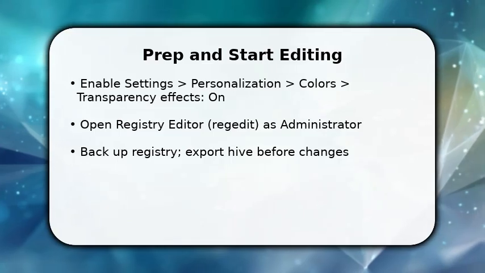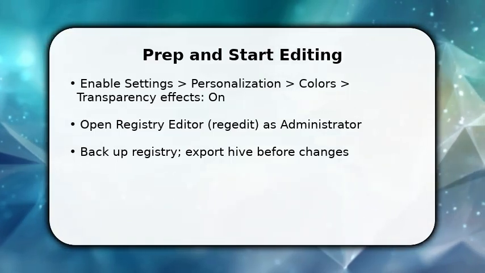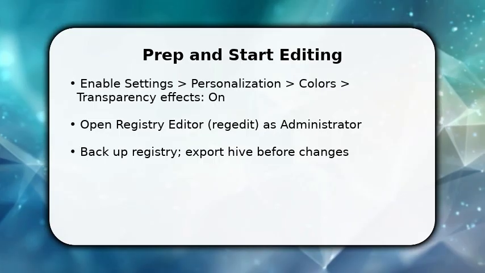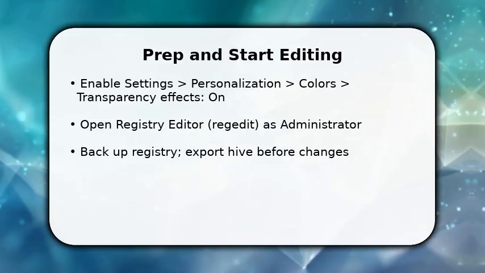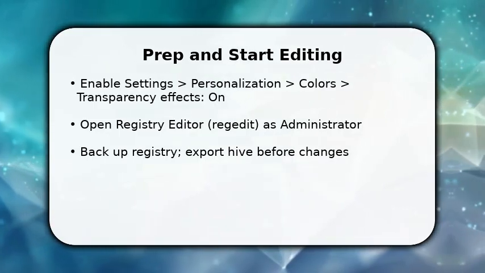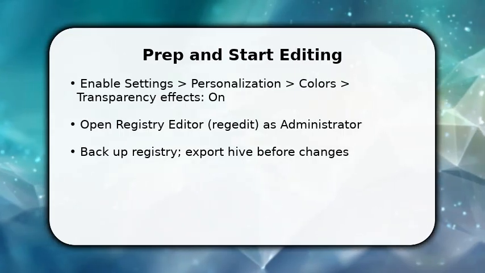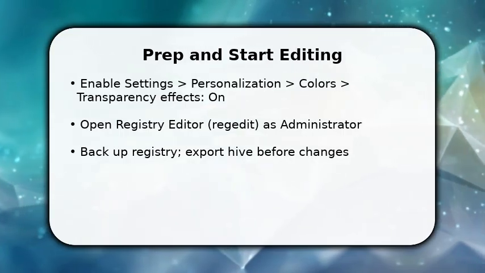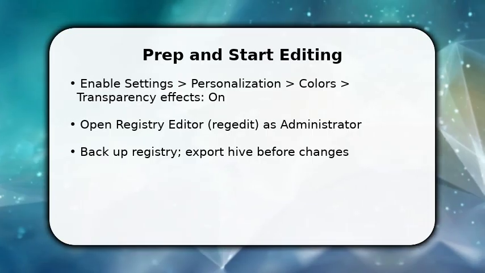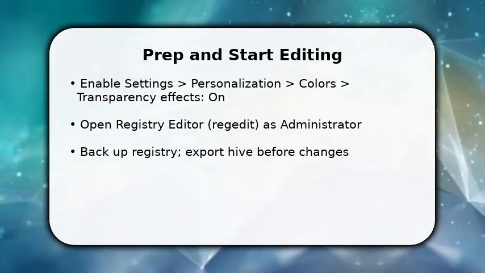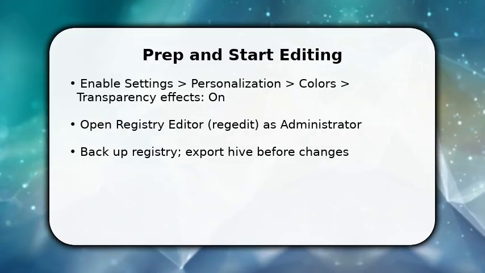You start by preparing the system. Turn on transparency effects in settings so Windows will honor acrylic and blur changes. Once done, open Registry Editor as administrator and navigate to the Explorer keys for taskbar/search visuals. Make a full registry export first so you can revert if needed.